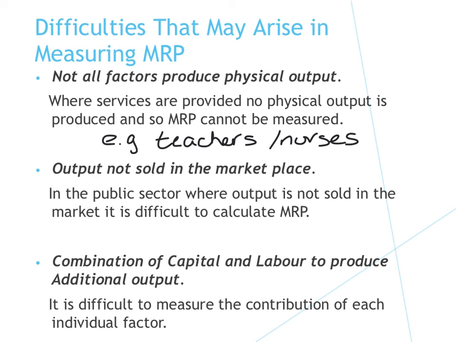So MRP cannot be measured in that case, and therefore when we look at, we know teachers and nurses are paid by the government, whether they're trying to figure out whether to add more teachers or more nurses, it's very hard for them to look at MRP and whether adding more teachers or more nurses would result in higher MRP. Second of all is output that's not sold in the marketplace. So for example, in the public sector, output is not sold in the market, and therefore it's difficult to calculate MRP. And then finally, the combination of capital and labour to produce additional output. So it's difficult to measure the contribution of each individual factor.